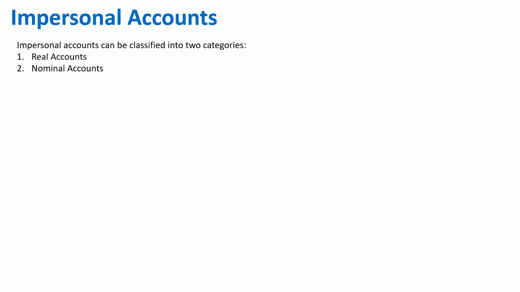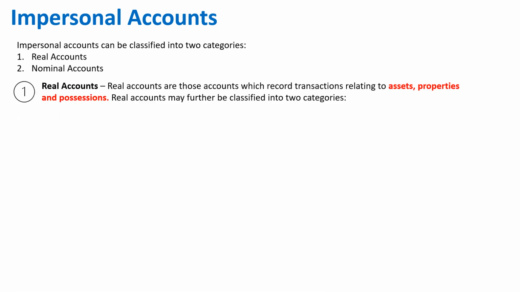Now let's try to understand what impersonal accounts are. Impersonal accounts can be classified into two categories: real accounts and nominal accounts. So what are real accounts? Real accounts are those accounts which record transactions relating to assets, properties, and possessions. Real accounts may further be classified into two categories. Real accounts majorly deal with the assets of the company, the assets of the organization.